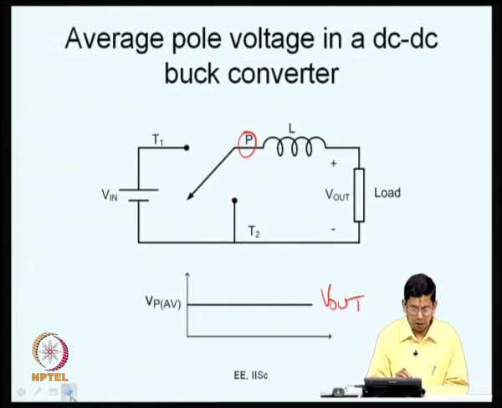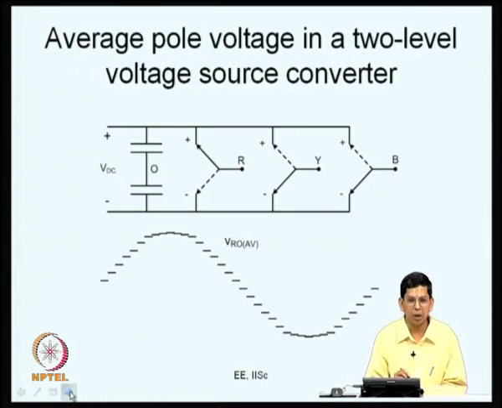Whereas, instead of a DC-DC buck converter, if you take a 3-phase voltage source inverter, how should this average pole voltage be controlled?